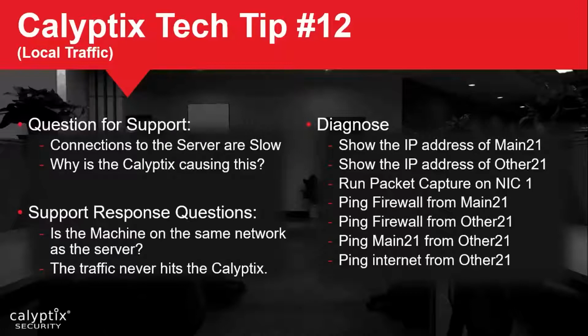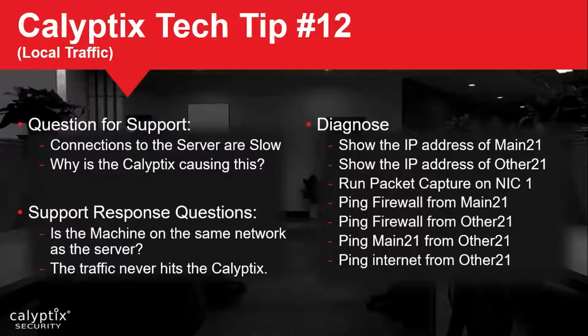Before we get into VLANs, I wanted to give you guys a tip that Calyptix has. And this is called the local traffic tip. If your network is set up as a flat network, let's say it has a subnet of 192.168.1.0/24, once you put traffic from one IP address on that network going to another IP address, it never hits the Calyptix. All of your traffic will be inside of your switch.